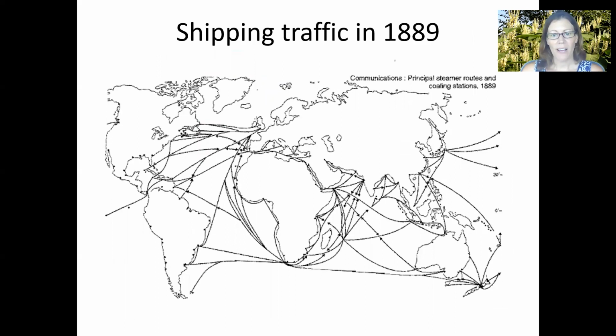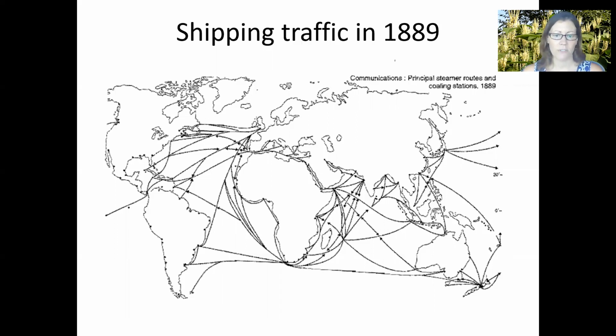All right, so why are pathways important? Largely because, so this is an image of shipping traffic from 1889. So even 130 years ago, there was already fairly wide connectivity between different parts of the earth, sort of closing of these geographical barriers that would have historically prevented species from being introduced from one place to another. So that's what it looked like in 1889.